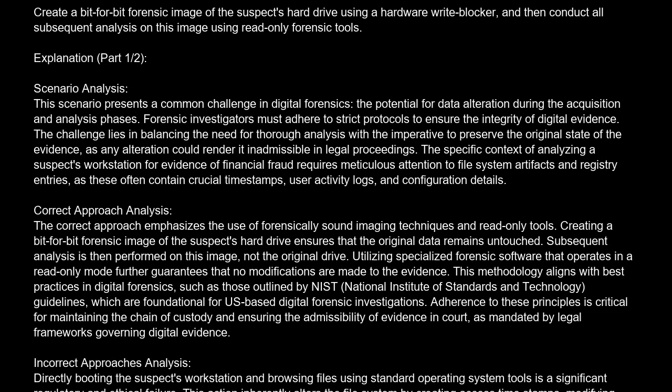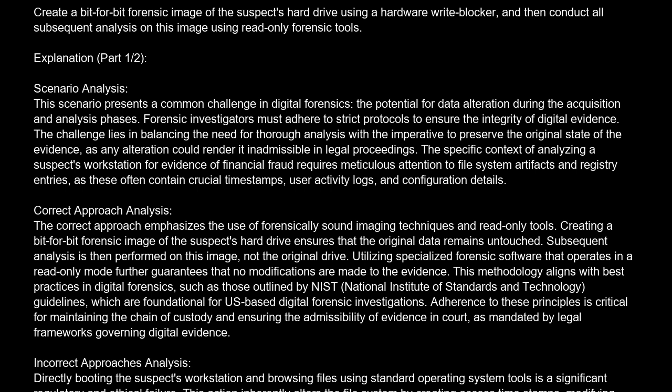The correct answer is D. Create a bit-for-bit forensic image of the suspect's hard drive using a hardware write blocker, and then conduct all subsequent analysis on this image using read-only forensic tools. Explanation: scenario analysis. This scenario presents a common challenge in digital forensics: the potential for data alteration during the acquisition and analysis phases. Forensic investigators must adhere to strict protocol to ensure the integrity of digital evidence. The challenge lies in balancing the need for thorough analysis with the imperative to preserve the original state of the evidence, as any alteration could render it inadmissible in legal proceedings.